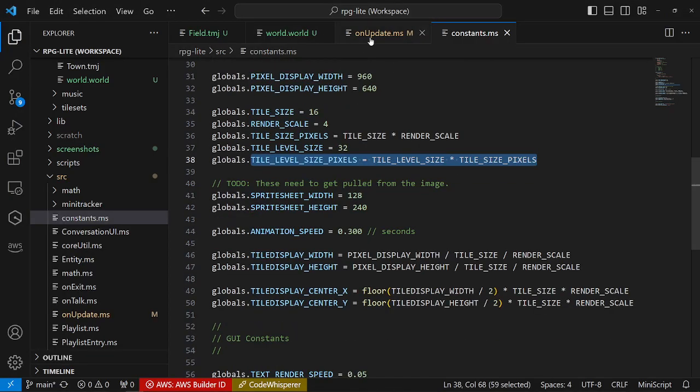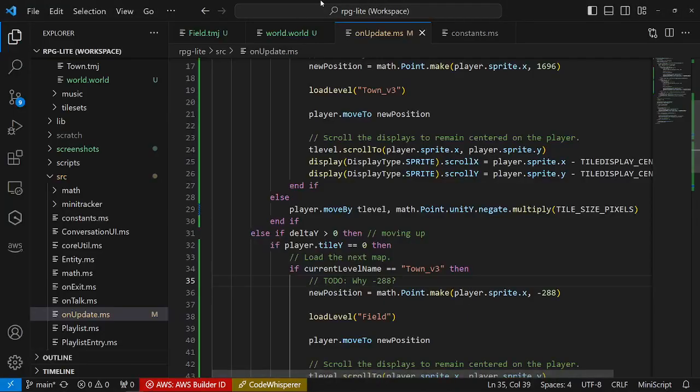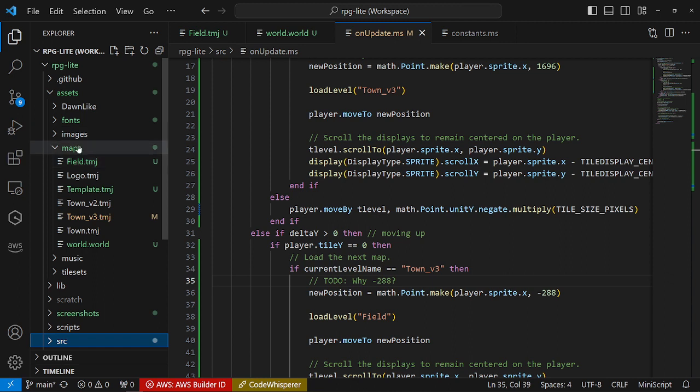But we also have the negative 288 down here. All right, so 1696 plus 288 is not quite the same as 2048. What's the difference? 2048 minus 1984? That's 64, which is the size of... hold on. Well, that's the size of one tile. So, what I'm wondering is if the render offset of the map in our map library, the tiled library, is wrong.